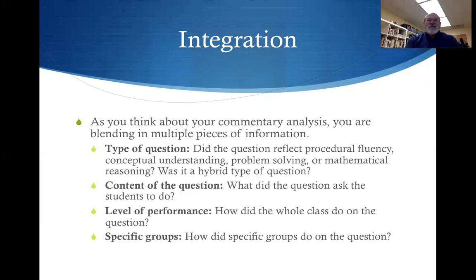Level of performance. How did the whole class do on the question? Did most of them miss it? Did most of them get it right? What type of errors did you see? And then, if you've identified specific groups in your context for learning, include those in your analysis. And so that's the basic framework as you think about your analysis.